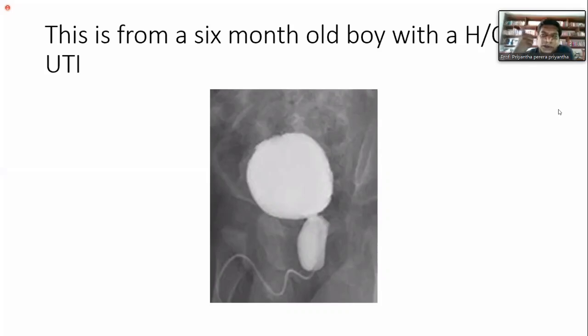One is the control film, before injecting the dye. Look for any abnormalities in the skeletal system or any artifacts around the abdominal cavity which can interfere with interpretation. So you get a control film, and then you get a full bladder film. You inject the dye.